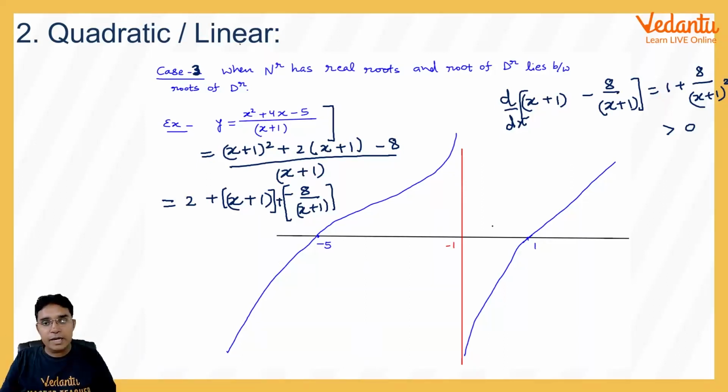So I hope you understand that when the root of the denominator lies between the two roots of the numerator, then you will be having a graph like this and the range will be all real numbers. That is the easiest of the cases because you don't have to do AM-GM also, as that is just not applicable here. No point of maxima, no point of minima. Okay, so let us move to the next one.